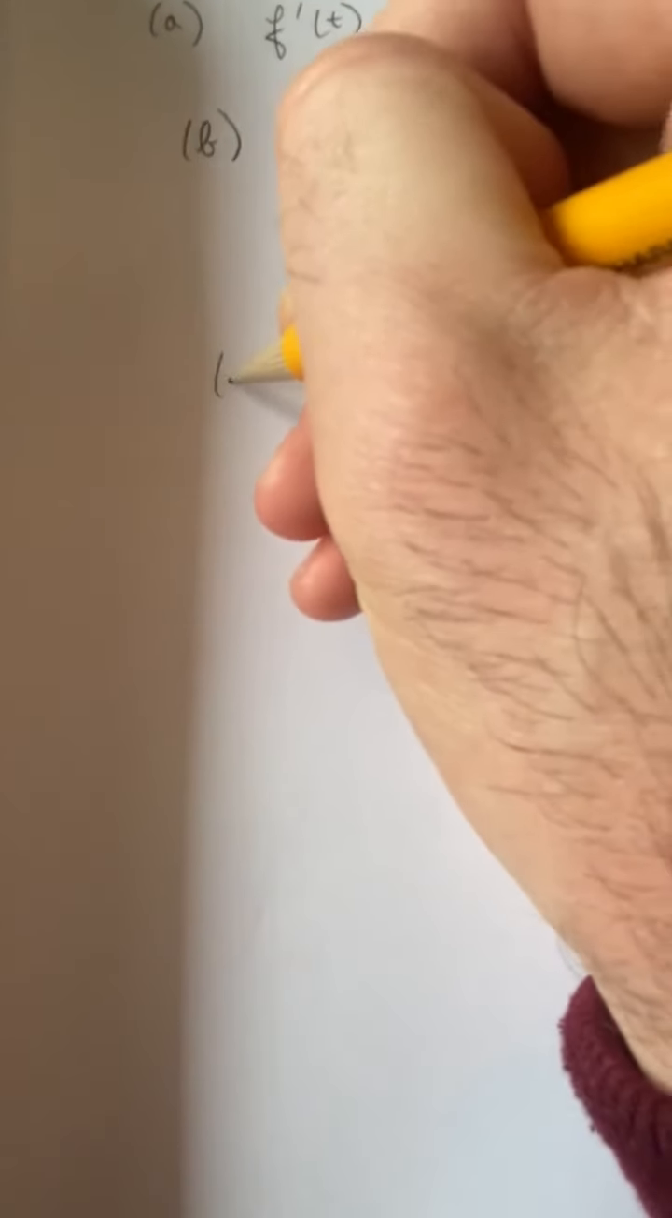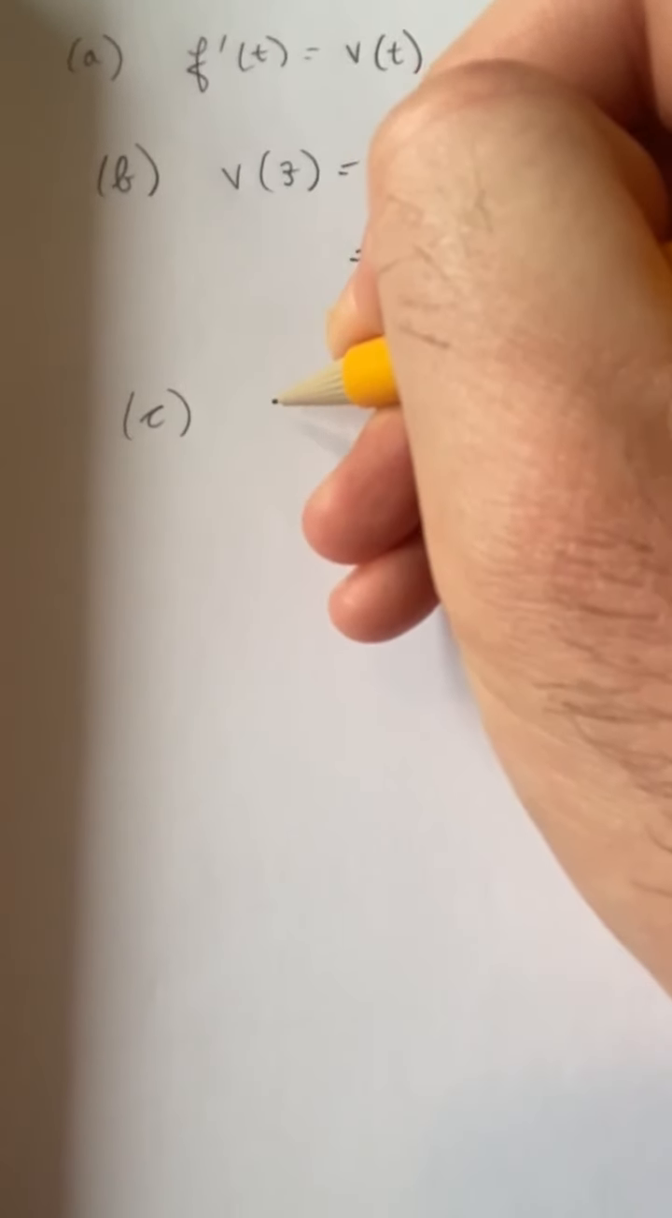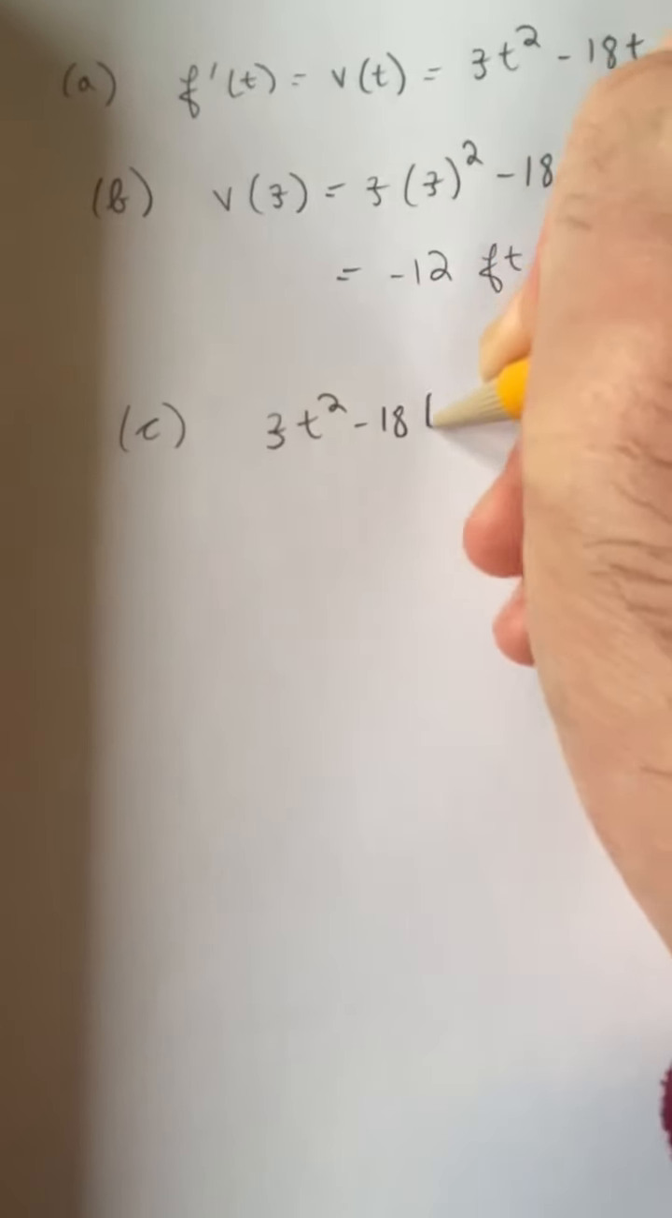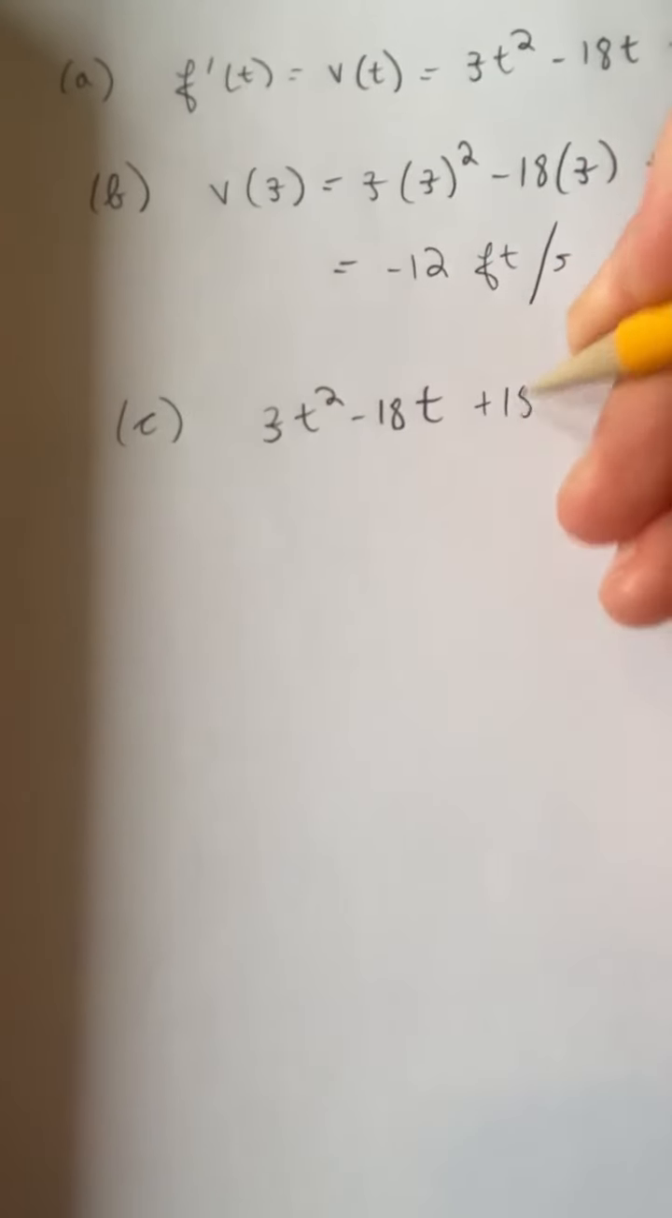And they want to know in part C when the particle's at rest. So in order to find when the particle's at rest, what it means for a particle to be at rest is that the velocity equals 0. So more or less we want to find the zeros of the first derivative. So we can just set that equal to 0. We can say 3t squared minus 18t plus 15 equals 0.